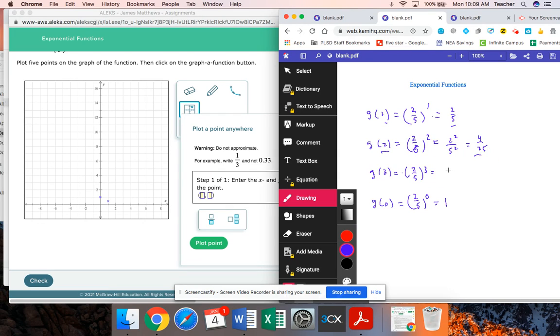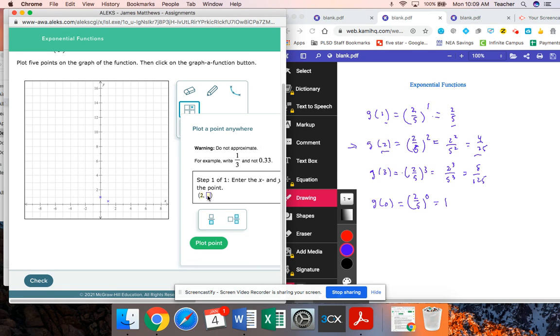Let me do this one while I'm at it. This is going to be 2 to the third over 5 to the third. That's going to be 8/125. Let me plot those points. Let's do this one first. Right here. This is (2, 4/25). Plot that point. Then let's do another one. (3, 8/125). Plot that point. All right.